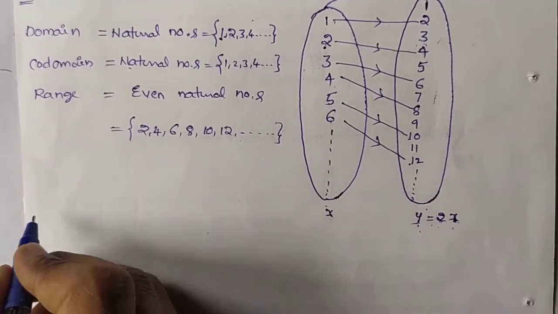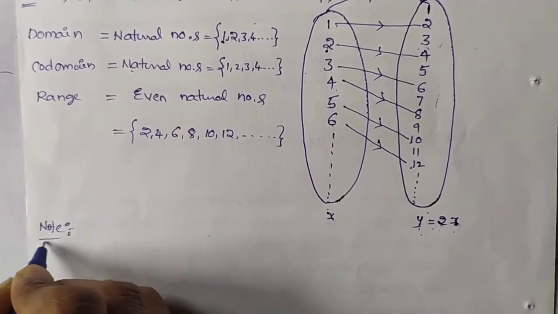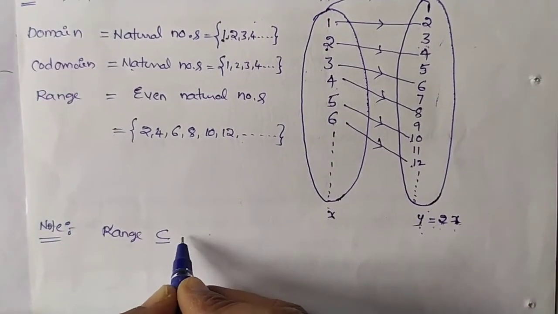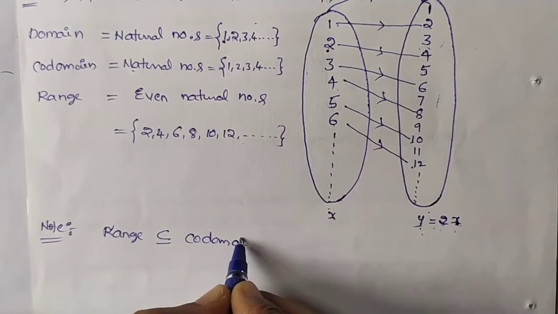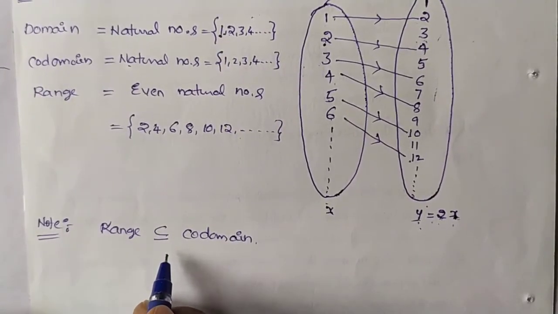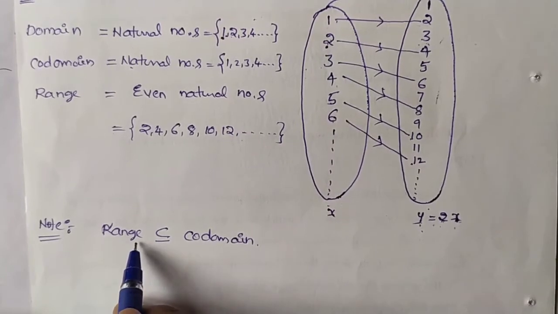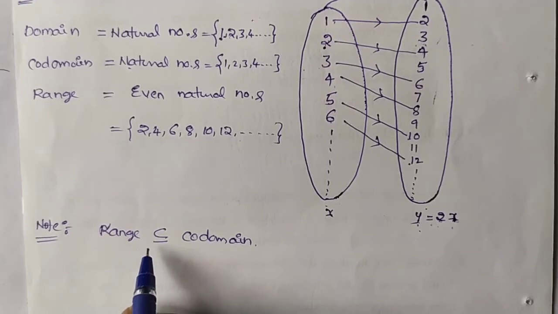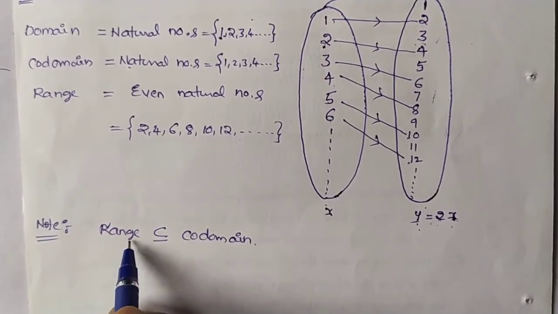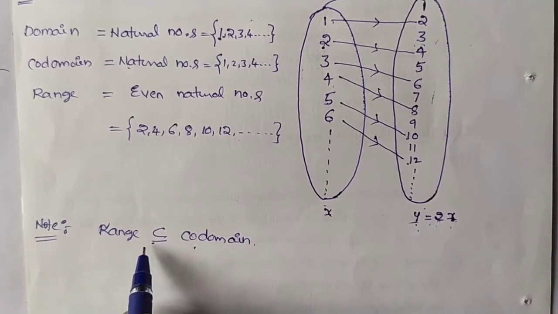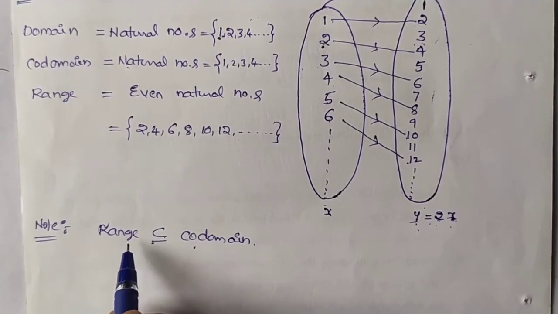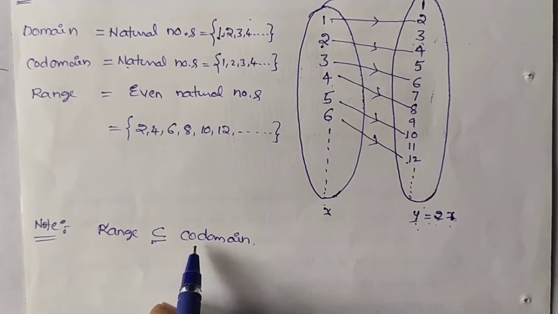One note point is that, this note point we already know: range is always a subset of codomain. Okay, this point we already know, and also we verified this condition in our previous classes. That means in the relation topic we have already verified this one. Therefore we can say that range is always a subset of codomain. Whatever may be in the relation or in the function, this condition is always true. Range is always a subset of codomain.